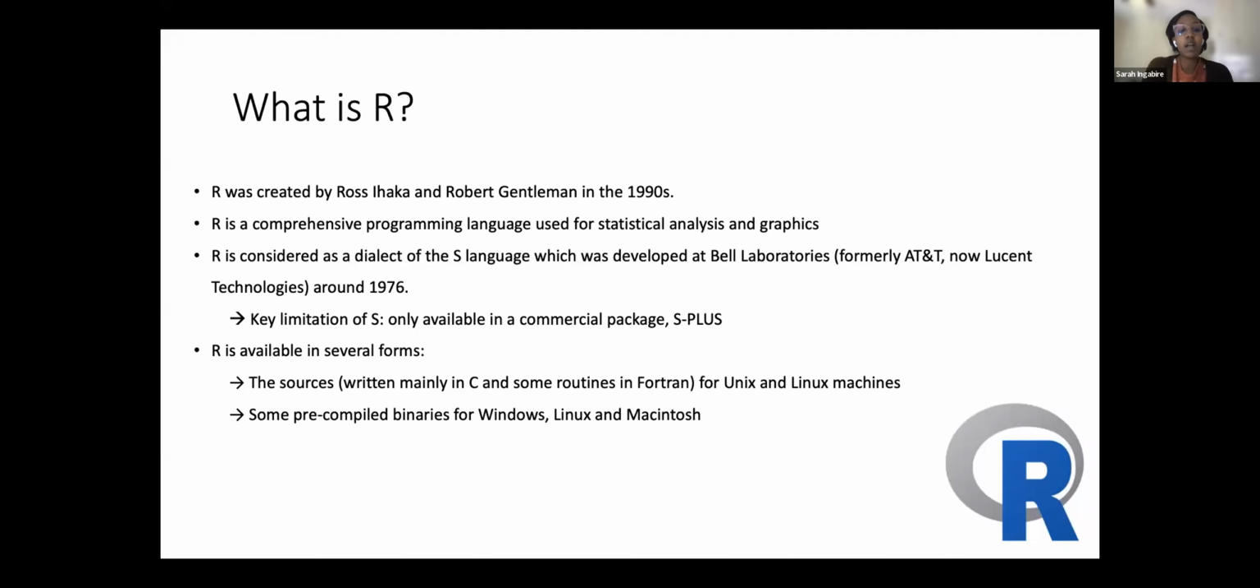So you can obtain R in several forms. You can either obtain it from the sources if you use Unix and Linux machines, or you can obtain it from some precompiled binaries if you use Windows, Linux, and Macintosh.